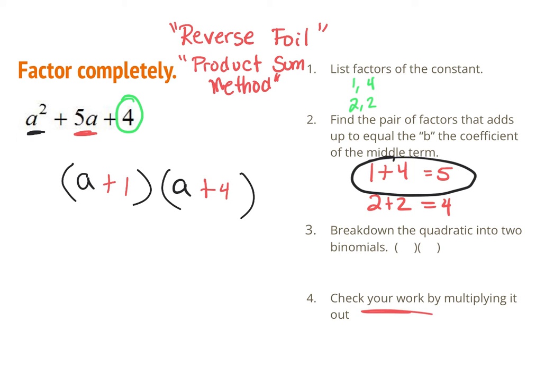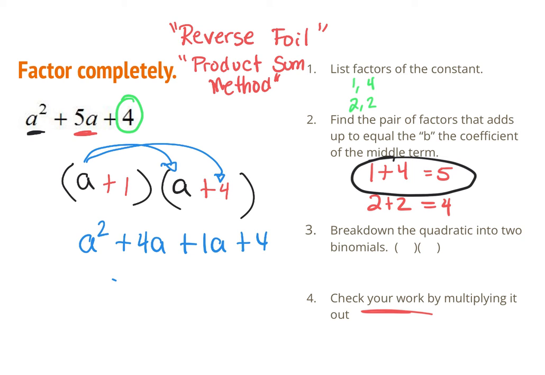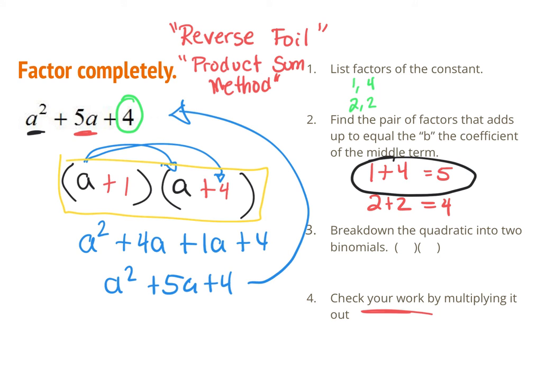And now I can check my work by actually multiplying it out. If I were to use FOIL or double distribute, I would end up with the same thing I had to begin with. So I basically broke it down, I ended up back at the top, so I know that my answer is correct. So this would be my factored form.